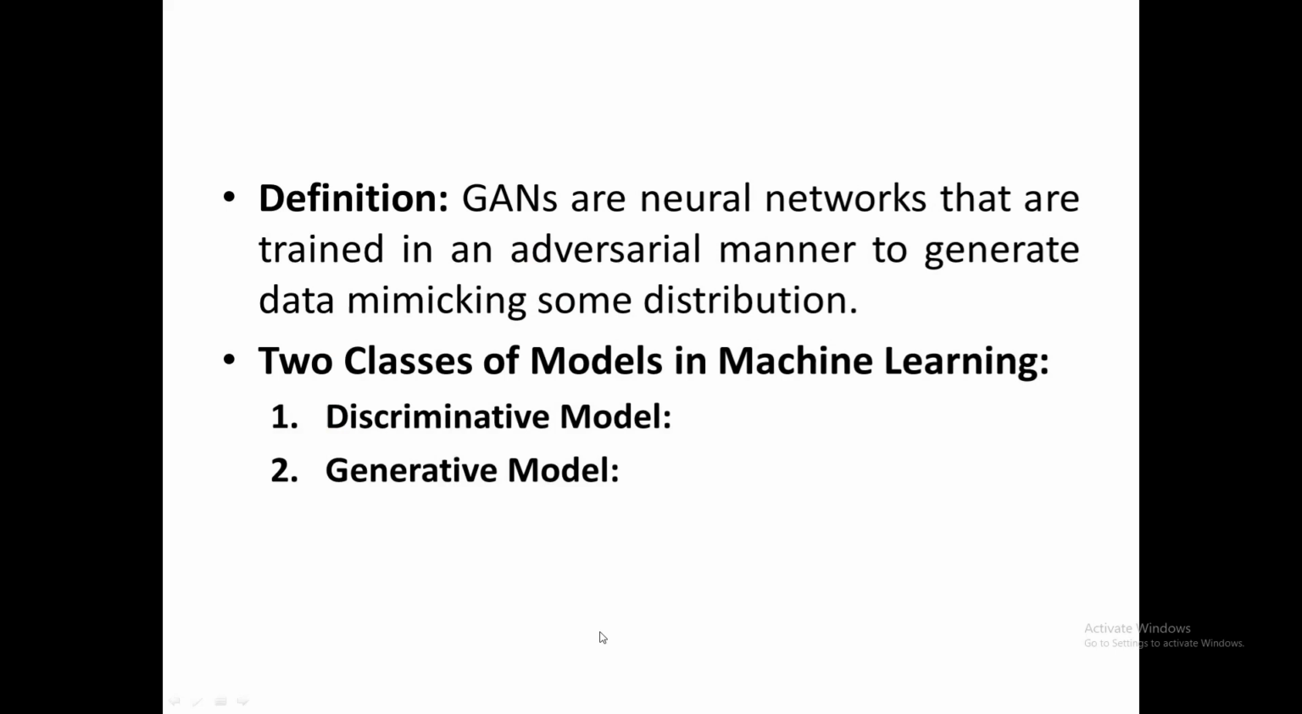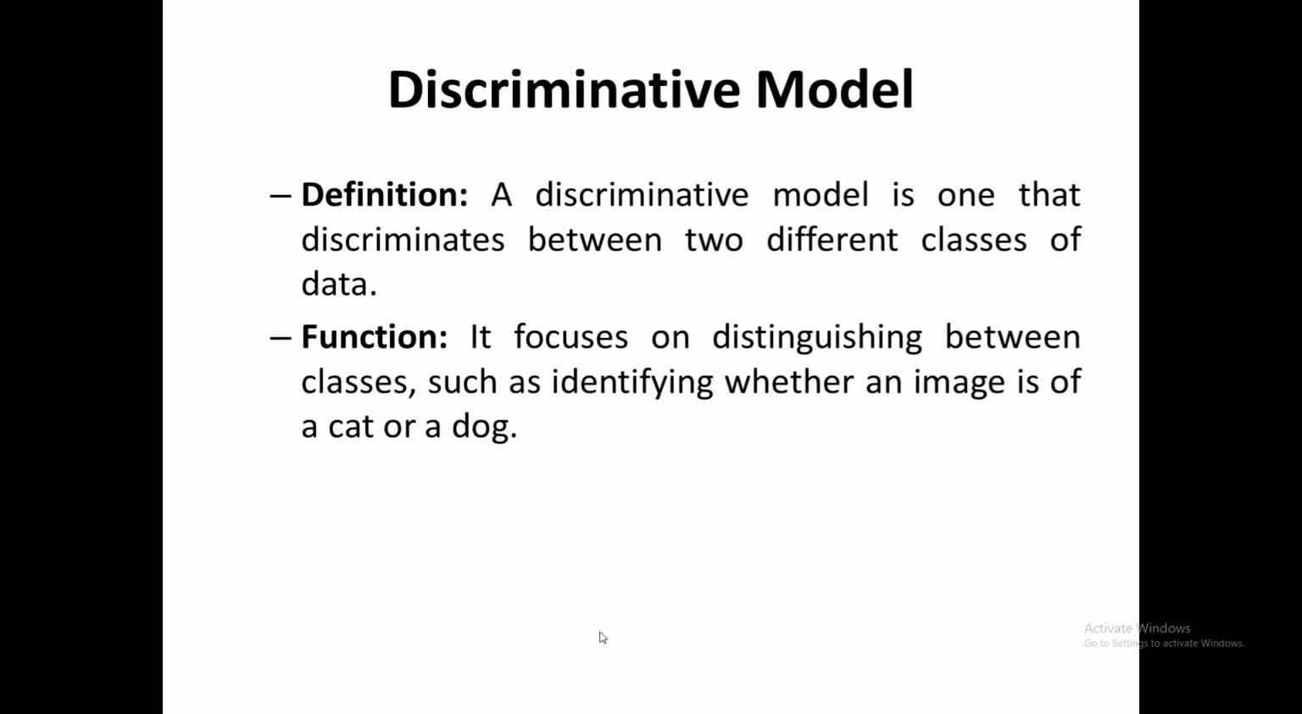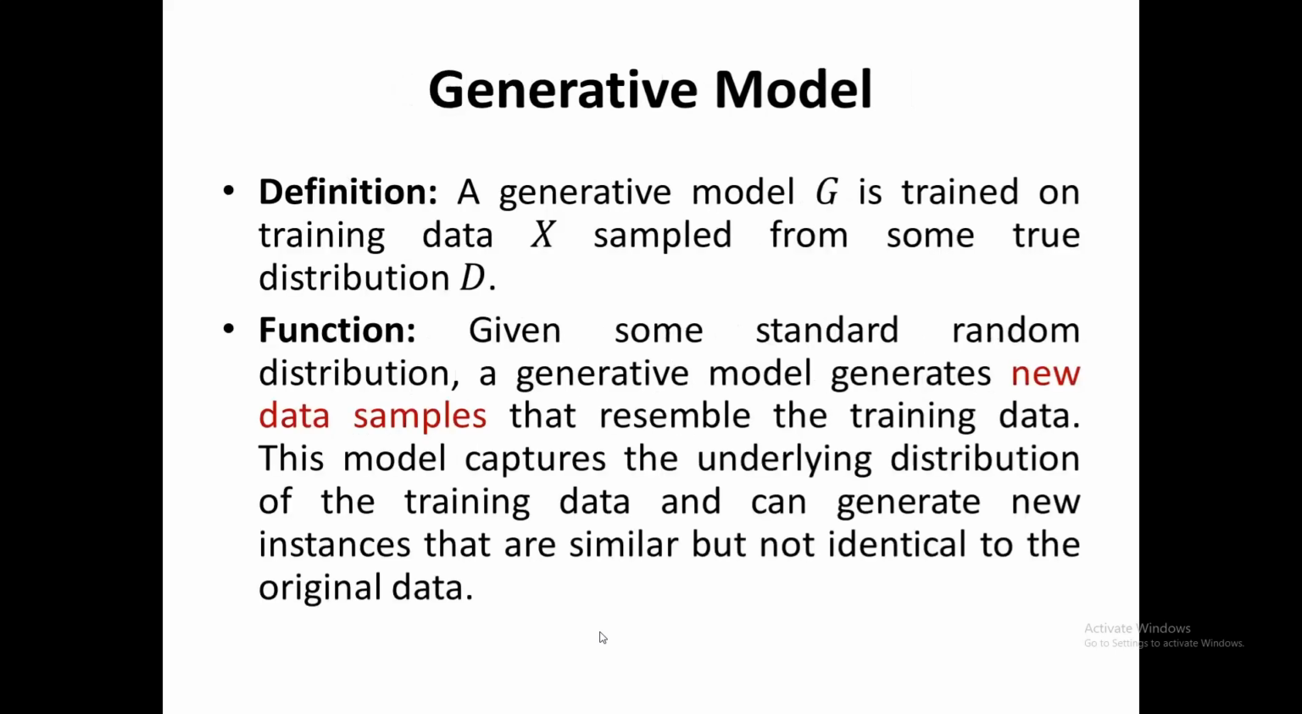Already we discussed definitions and the two classes of models in machine learning. So the discriminative model distinguishes between the classes, such as identifying whether the image is a cat or a dog. So this is the proper definition for a generative model. Given some standard random distribution, a generative model generates new data samples that resemble the training data. The model captures the underlying distribution of the training data and can generate new instances that are similar but not identical to the original data.